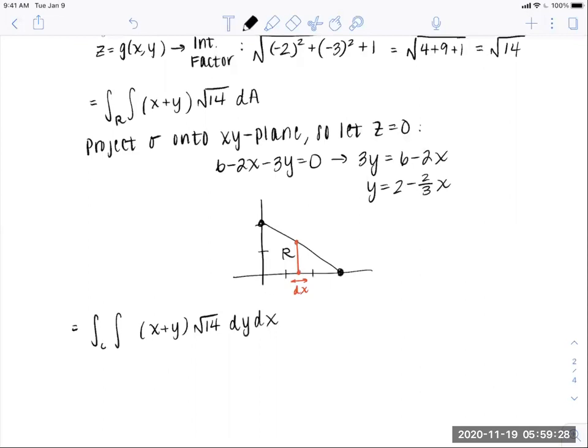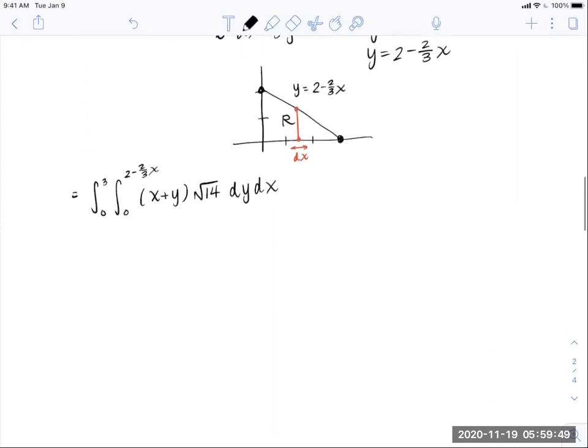x is ranging as low as 0 and as high as 3. And then I'll just remind you this equation was 2 minus 2/3 x. So y is ranging from 0 up to that equation, 2 minus 2/3 x. All right, so we have our setup. Now it's just a matter of carrying out this double integral. If you want to just stick your constant out front, that is perfectly fine. And now I'm going to integrate with respect to y. So this is xy plus 1/2 y squared, where y is ranging from 0 to 2 minus 2/3 x.